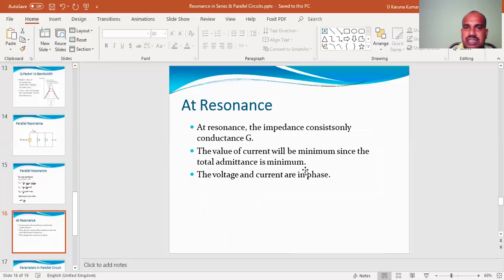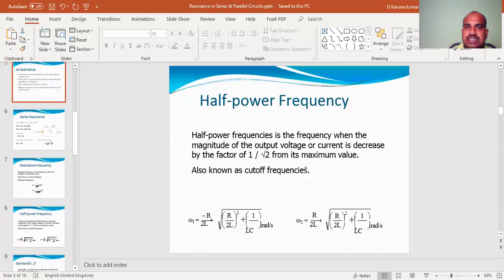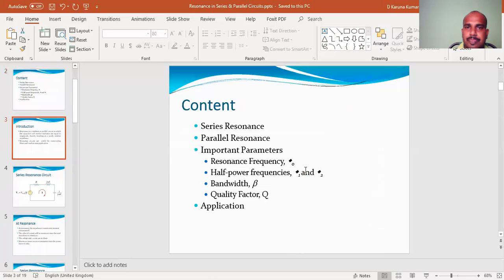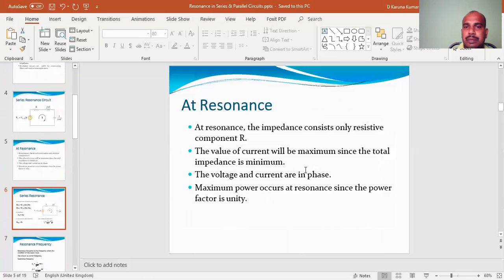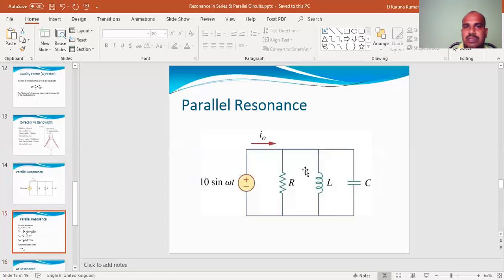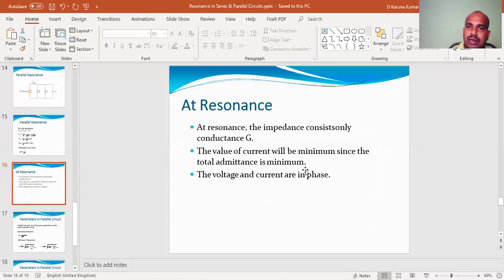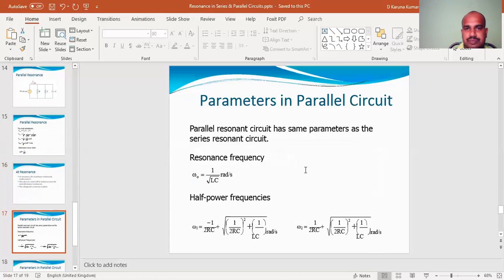At resonance, the reciprocal of impedance is called conductance. The value of current will be minimum. Okay, the total impedance is maximum. The voltage and current are both in phase. In series resonance, the value of current will be maximum and the impedance is minimum. In parallel resonance, the current will be minimum and the total impedance is maximum.